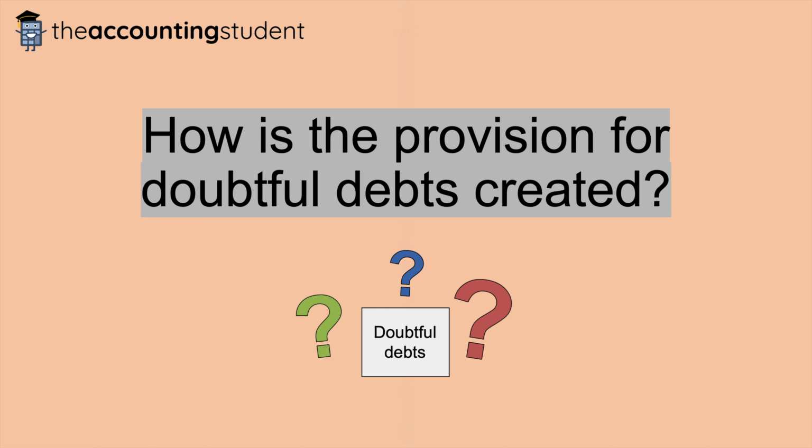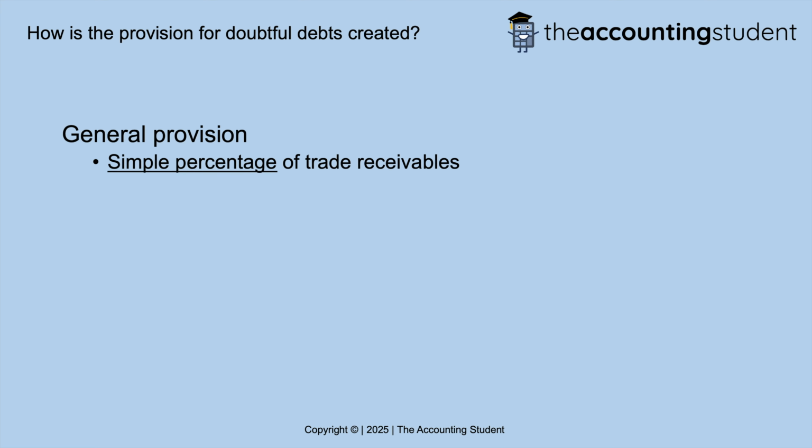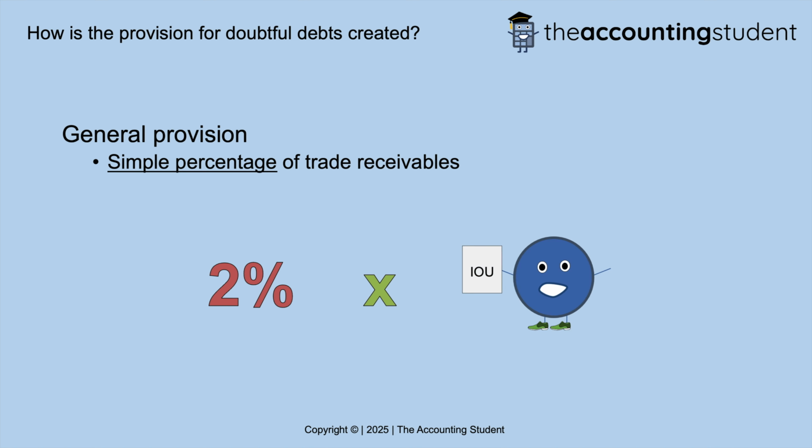One way in which the provision for doubtful debts is created is through a general provision. This uses a simple or fixed percentage of trade receivables or debtors. For example, 2% of the total trade receivables or debtors is taken as the provision.